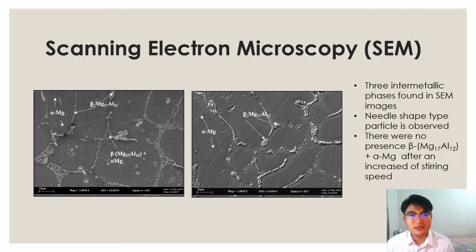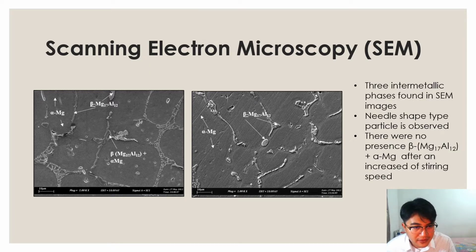Okay, for scanning electron microscopy or SEM, there are three intermetallic phases found in the SEM image. Then needle-shaped particles are observed. After going to a higher stirring rate or higher stirring time, there is no longer presence of beta magnesium aluminide and alpha magnesium after an increase of stirring speed.